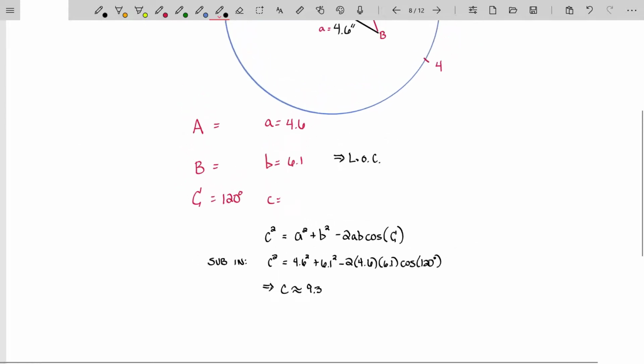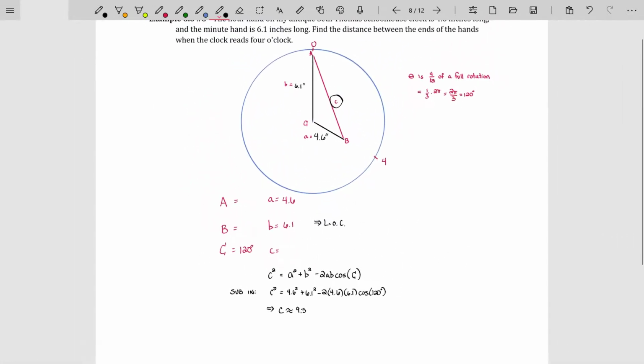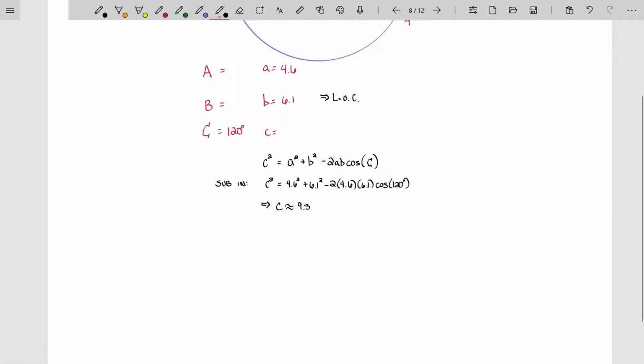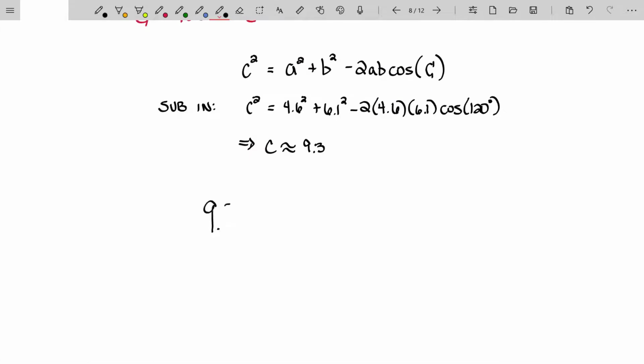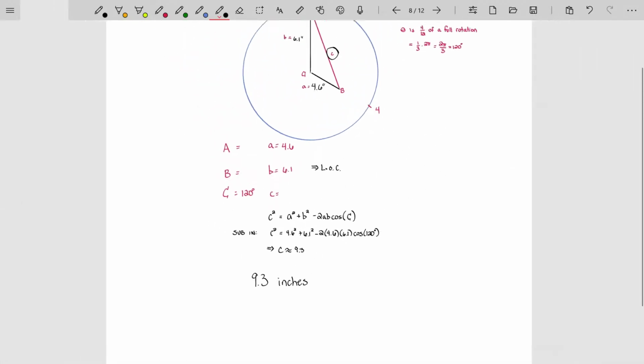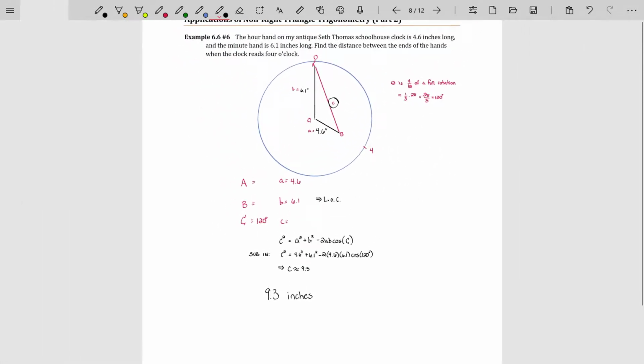And by the way, that's 9.3 inches, right? Because all the units are in inches. So 9.3 inches is the answer. That's the distance between the tips of the hand on that clock at 4 o'clock. So there's a good example of using the law of cosines in an application.